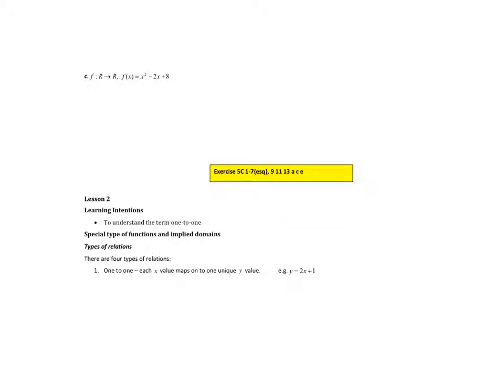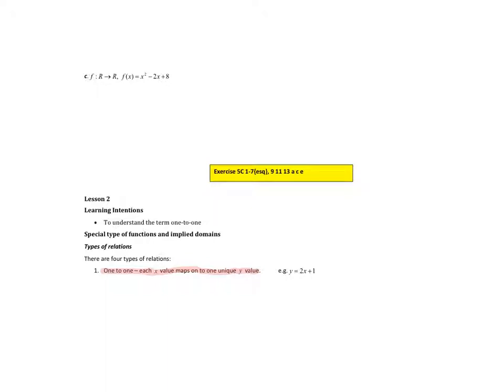Okay, so what I want to do here, boys, is just go over the types of relations there are, and then the kind of domains that they exist under. So the first of these relations that we're going to consider is what we call a one-to-one function. And that means that each single value from the x maps to one single value for the y.